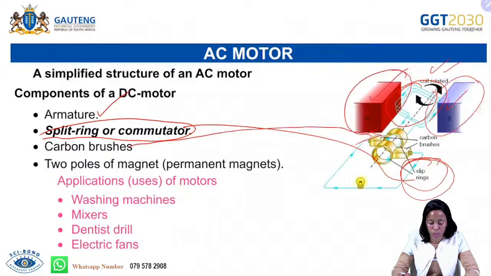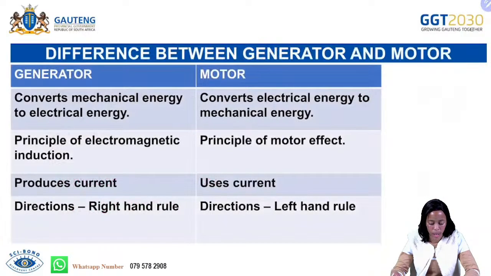So what you need to do for the examination, you need to make sure that you know how to label all the components of the AC and a DC motor, as well as for the generators there. Then it says the application or the uses of motors. Examples of motors would be your washing machines, your mixers, your dentist drill, as well as the electric fans there. And now we have the difference between the generators and the motors.